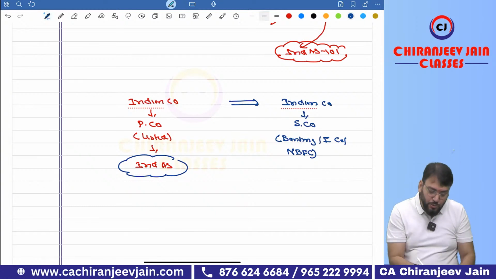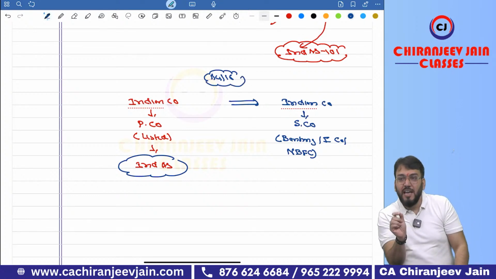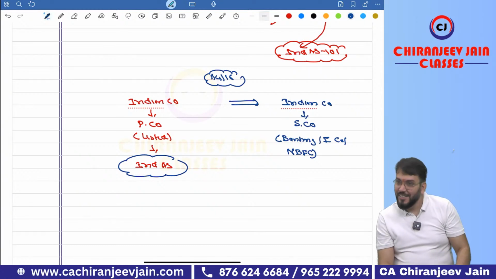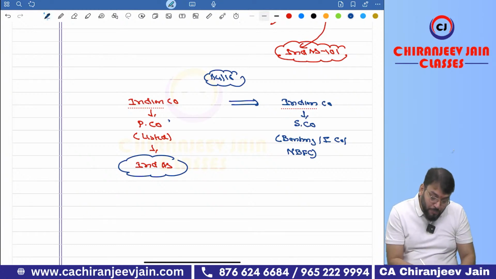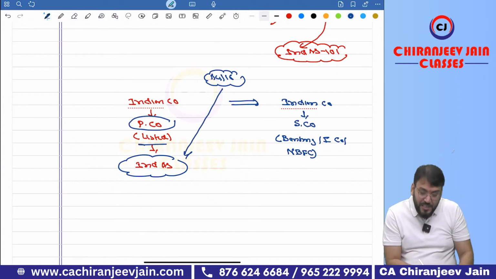So right now we are at 1/4/2016, because as on 1/4/2016 NBFC Ind AS was not applicable. Correct. Now the question is, to this parent company, what is applicable? Because it is a listed company.